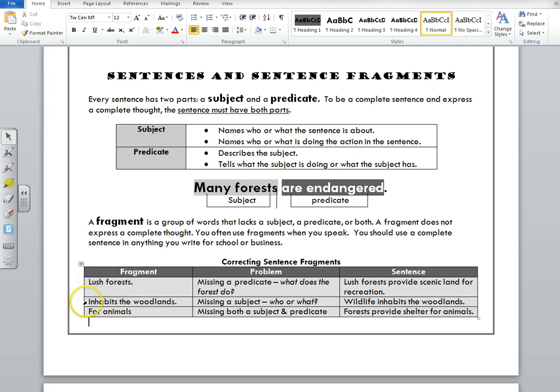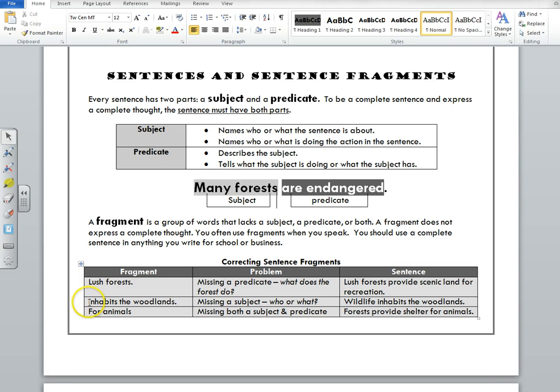So, some examples of different fragments. Lush forests is missing a predicate. The question comes to mind: lush forests are what, or do what? And so to correct it, we're going to add a predicate. Lush forests provide scenic land for recreation. Okay, so we provided our predicate here, telling us what the forests do.